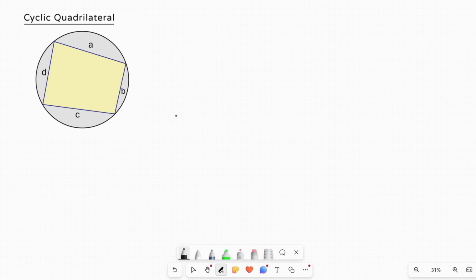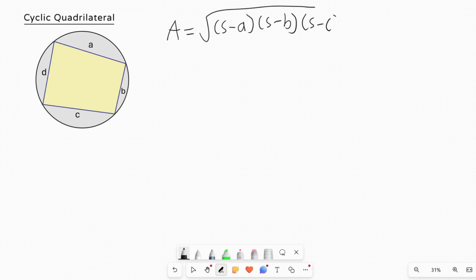It states that the area is the square root of the product of the semi-perimeter minus each side length. So it looks something like this. Here, the semi-perimeter is half of the perimeter.